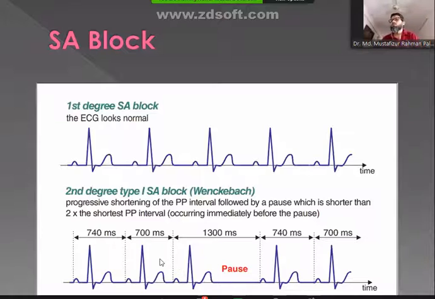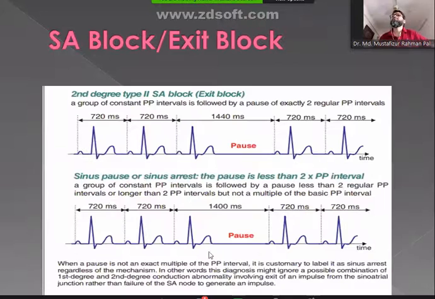The pause will be shorter than twice the shortest PP interval. The dropped PP interval here is 1300 milliseconds, and the last shortest PP interval is 700 milliseconds. Twice 700 is 1400, so the pause should be less than that.